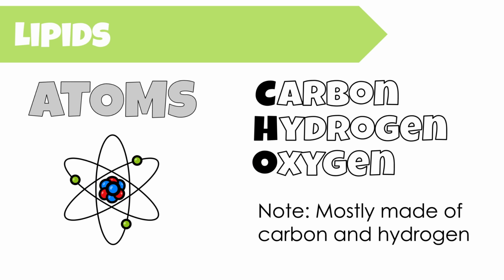The next macromolecule, or molecule of life, are our lipids, and the atoms that make up lipids are very similar to carbohydrates. Again, it's carbon, hydrogen, and oxygen. But note here that we're not dealing with a 1-to-1 ratio this time, and that lipids are mostly carbon and hydrogen with very little oxygen. Whereas in the last example with the carbs, there was quite a bit of oxygen. This is mostly just carbon and hydrogen atoms.